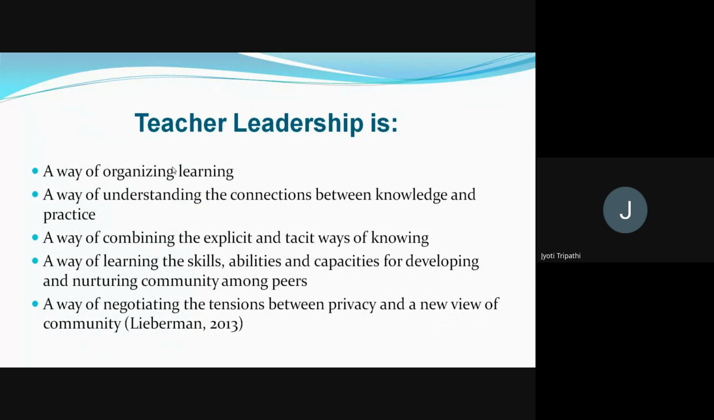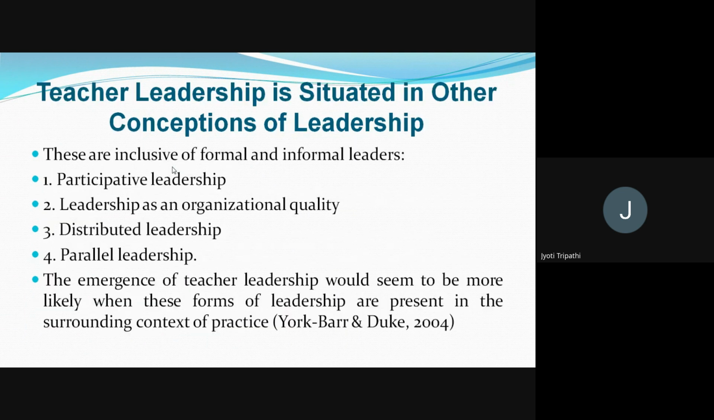Now, moving forward, after understanding the basic idea of teacher leadership, let's see what teacher leadership actually is at the ground level. It is a way of organizing learning, understanding the connection between knowledge and practice. Both are important, as I mentioned: knowledge and then practicing the same. Combining the explicit and tacit ways of knowing. And it is also a way of learning the skills, abilities, and capacities for developing and nurturing community among peers. It is a way of negotiating the tensions between privacy and a new view of community.